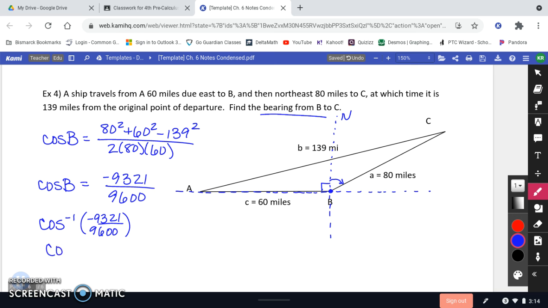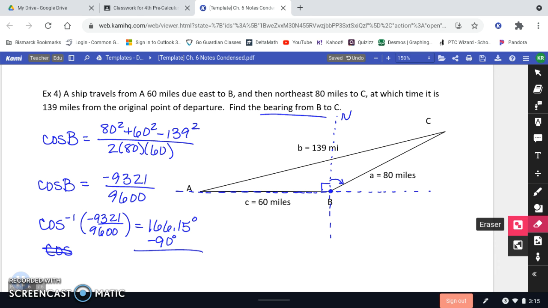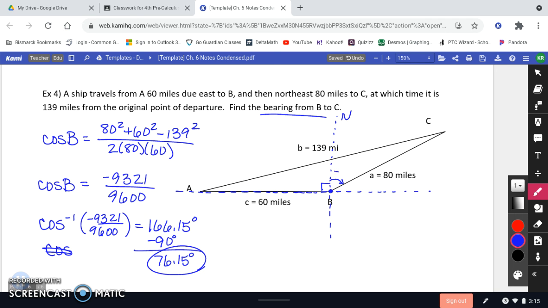And you get angle B, 166.15 degrees. Okay, so that's the whole angle of angle B. So then we want to subtract 90 degrees from that. And we're going to get 76.15 degrees. So this angle here, this is your 76.15 degree angle.